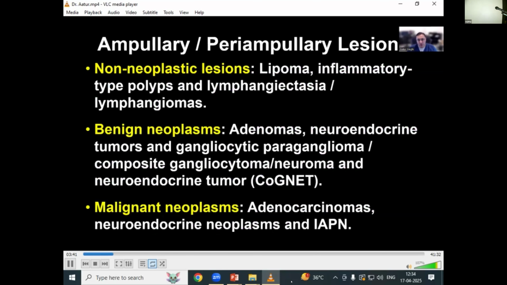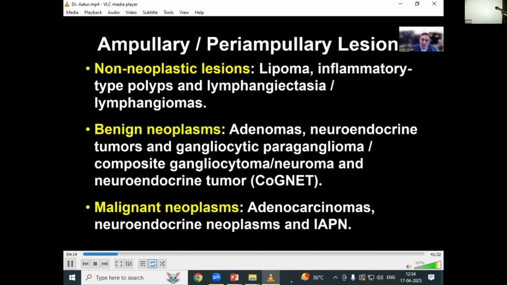Now, before going any further, it's important to form a differential diagnosis of mass-like lesions that can arise from the ampulla and periampullary region, which can be broadly classified into non-neoplastic lesions, benign neoplasms, and malignant neoplasms. Of course, many of our benign neoplasms can transform into malignancy, and we'll get into that a little later. But overall, non-neoplastic lesions often include lipomas, inflammatory type polyps, and lymphangiomas, typically those associated with chronic irritation of the ampulla.